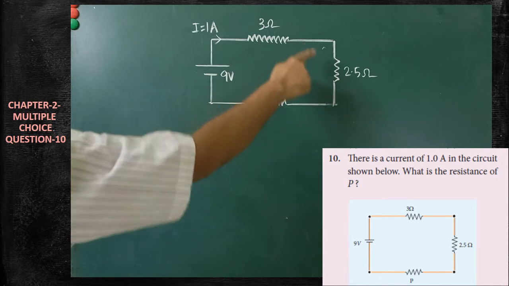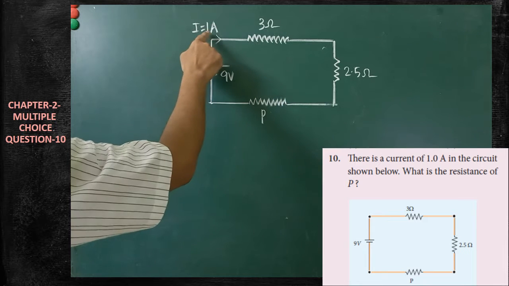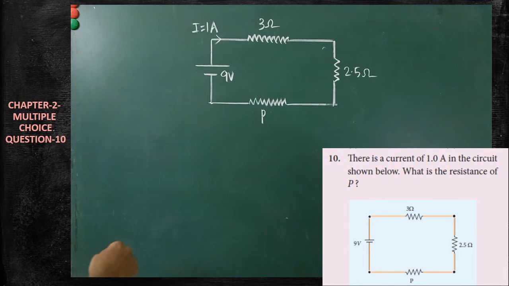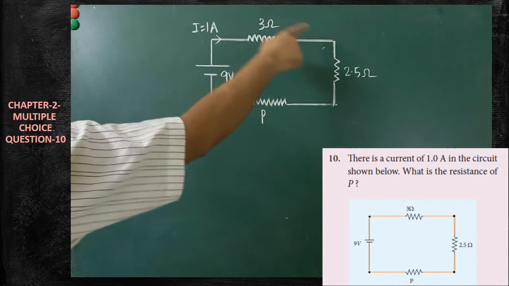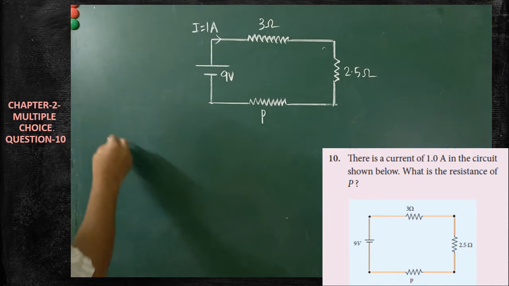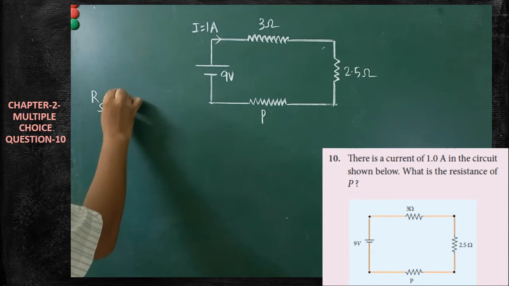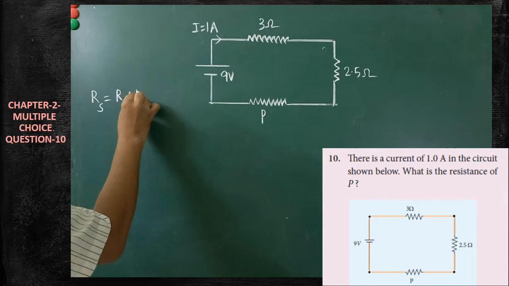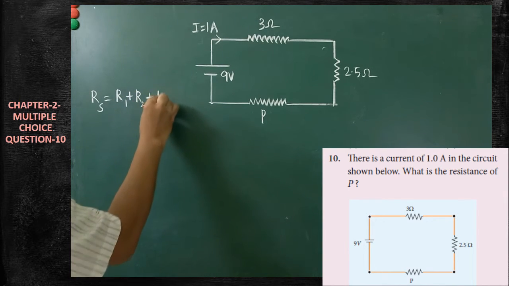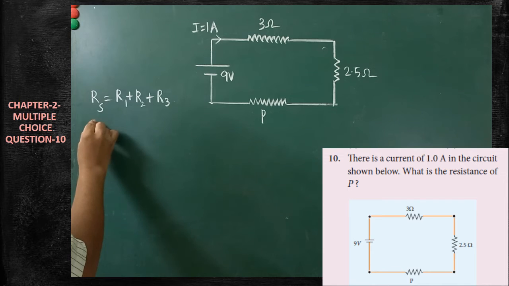The current passing through the circuit is how much? 1 ampere. I is given. You are asked to calculate the unknown resistance. How to find out? Very simple one. First you calculate the total resistance. What is this? Rs is equal to R1 plus R2 plus R3. This is a very fundamental formula.